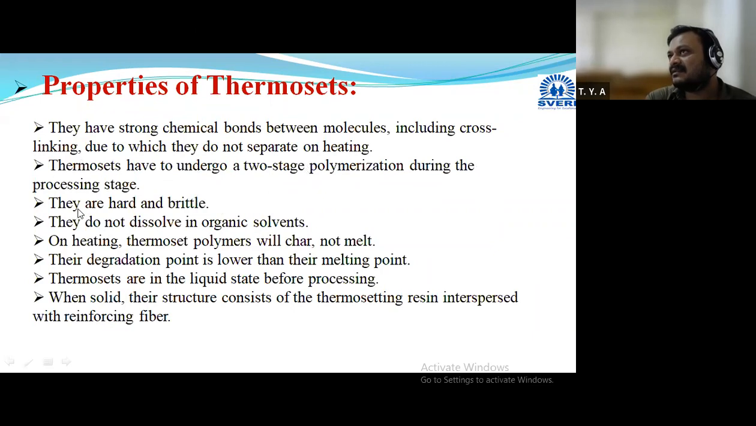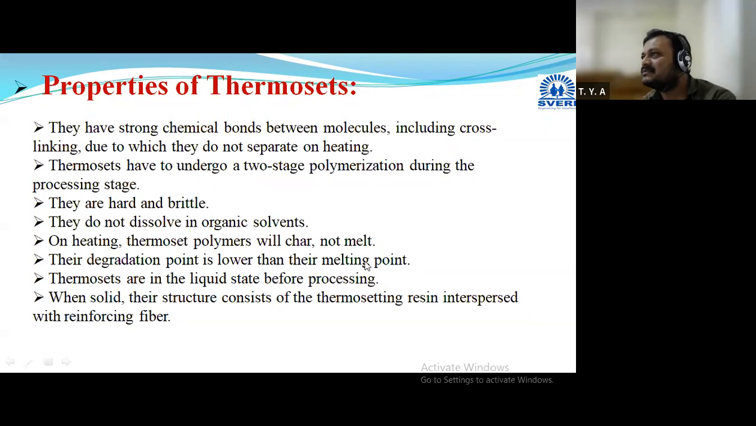Okay. Then they are hard and brittle. Then they do not dissolve in the organic solvents. Then on heating, these thermoset polymers will char. They do not melt. What will happen here? If you provide heat, they will become hard. These materials, after providing heat, will get hardened with a very small time gap.